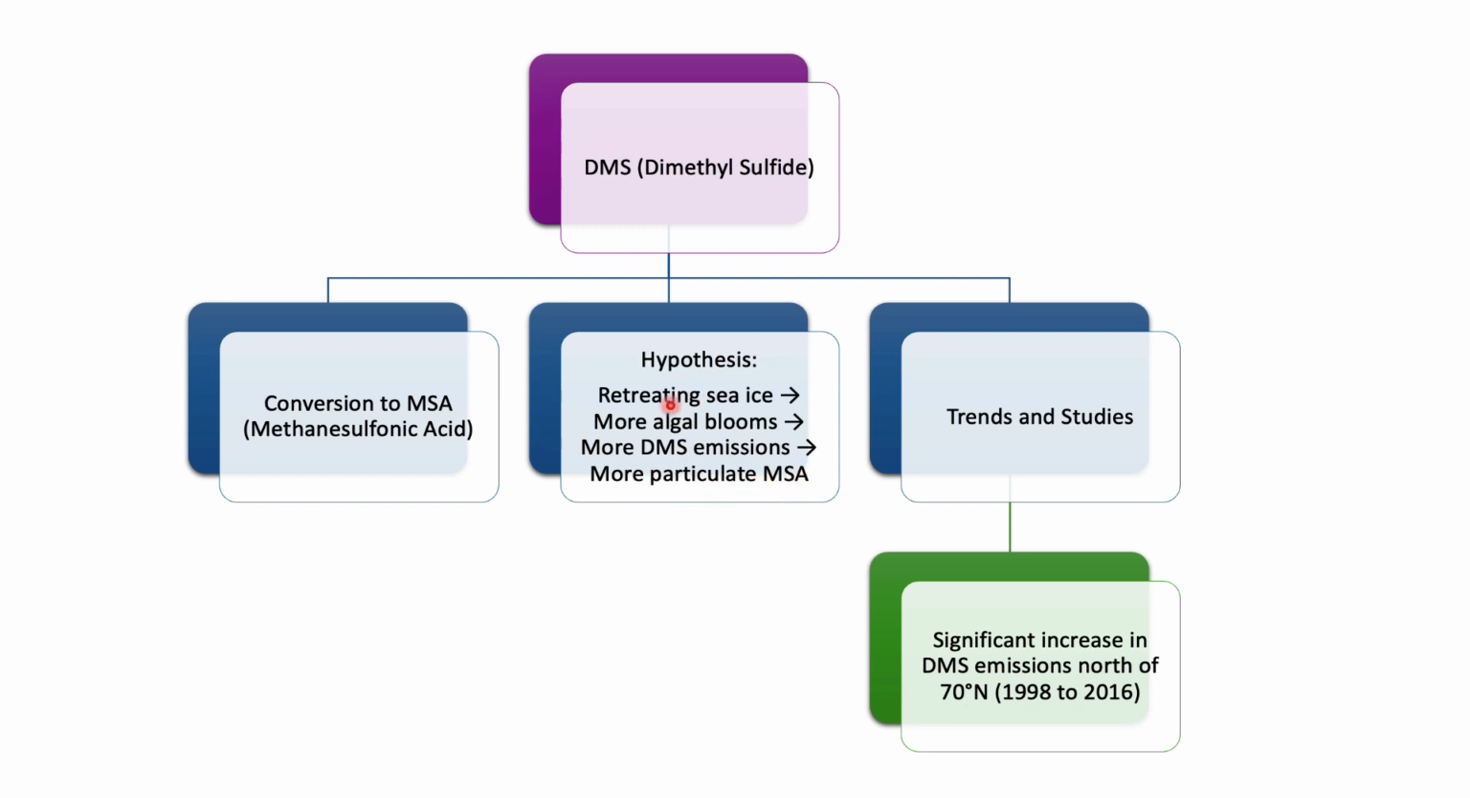So this is what is the CLAW hypothesis. From the trends and studies, what people had understood is that there is a significant increase in the dimethyl sulfide emission at 70 degree north. So this is what people had observed. In other words, when there is a higher temperature, that leads to algal bloom, which leads to higher production of dimethyl sulfoxide.